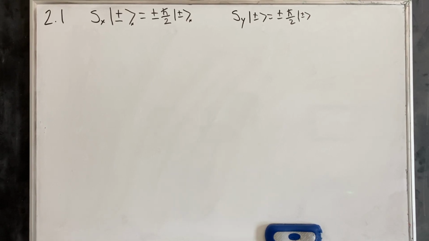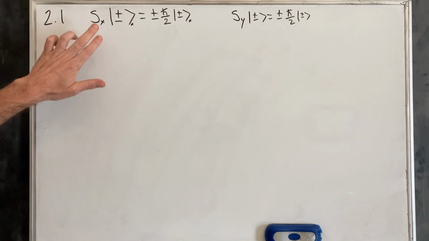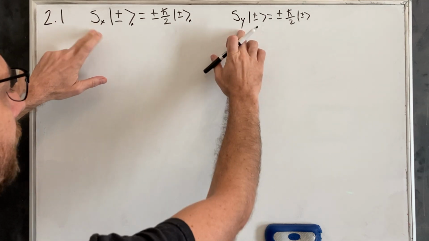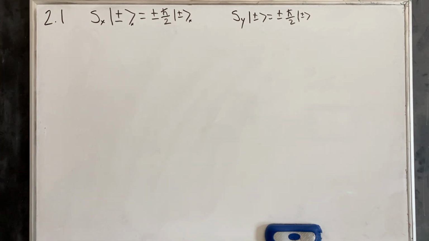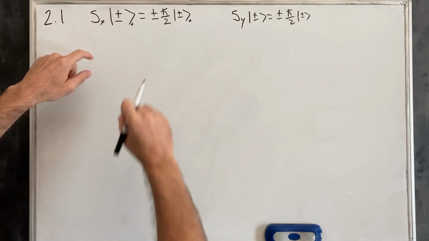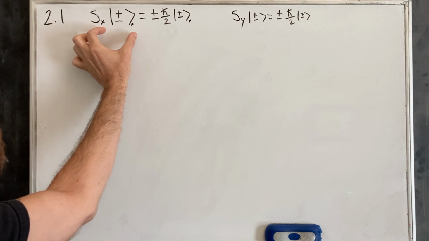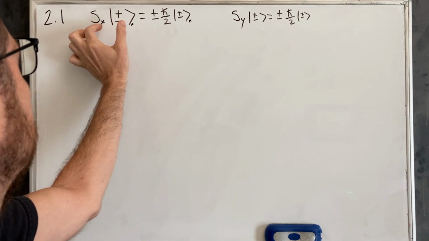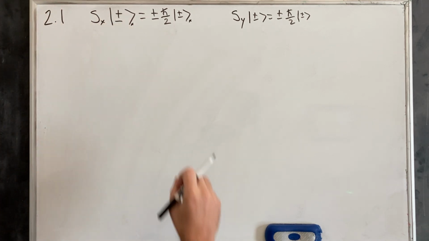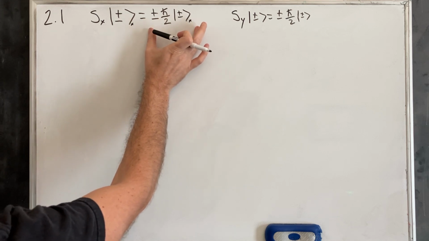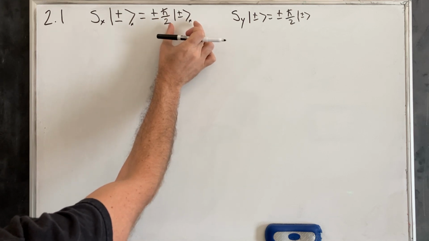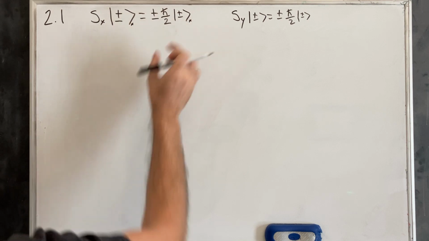Okay, on to chapter 2. So here's 2.1. And what this is asking is to find this Sx and Sy operator. And so what this is really saying is if you apply this Sx operator to, let's just say, the up ket in the x direction, what you get out is positive h bar over 2. And then you get the up x ket back again.